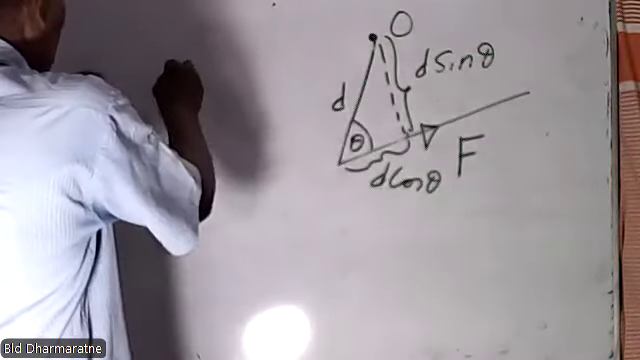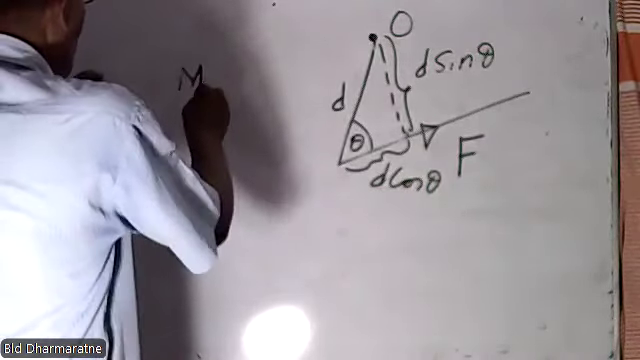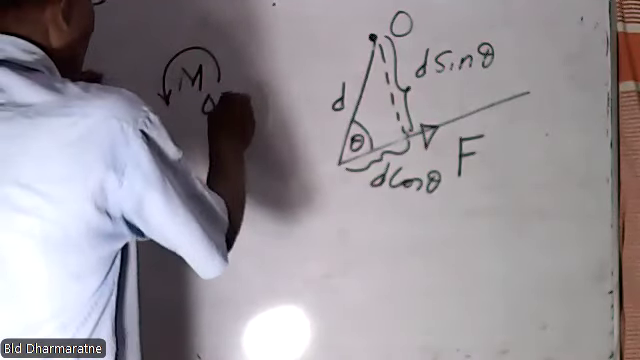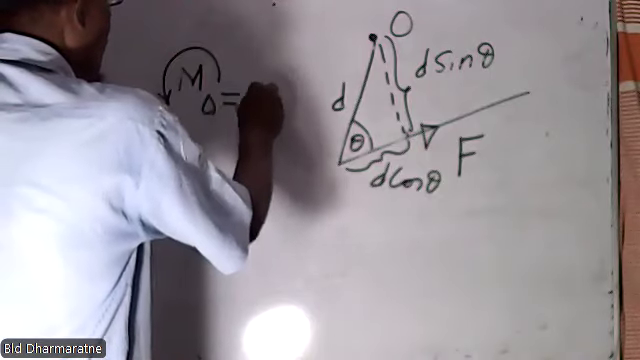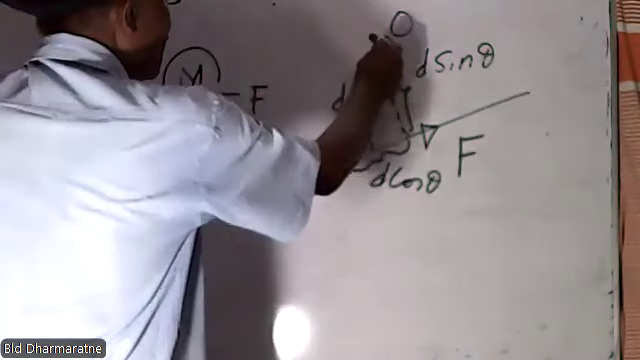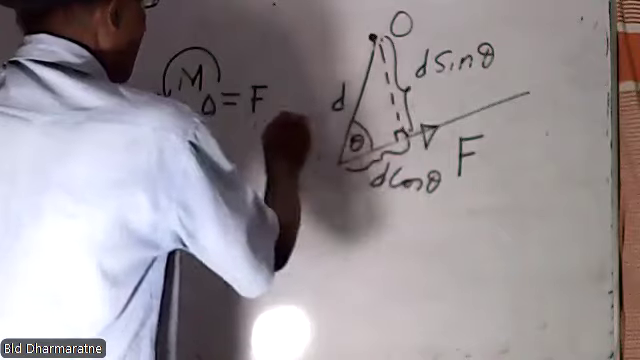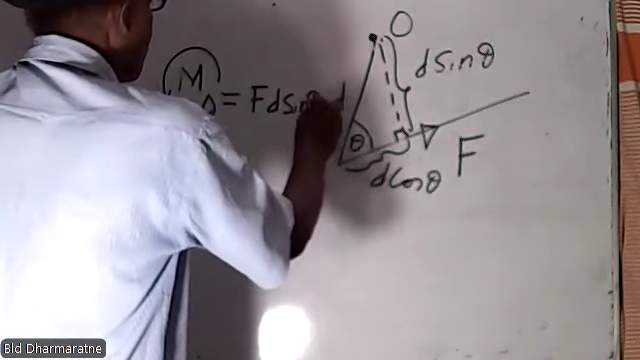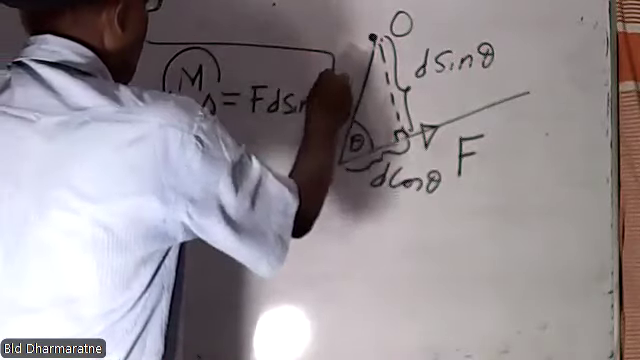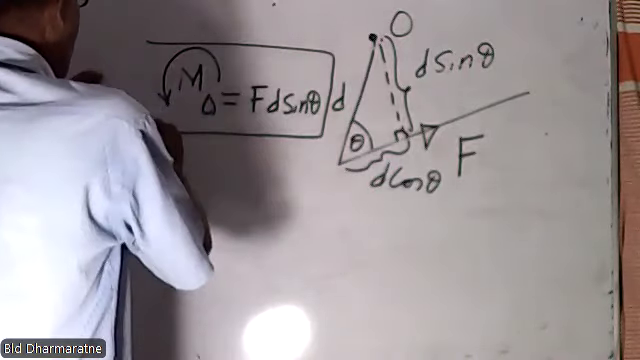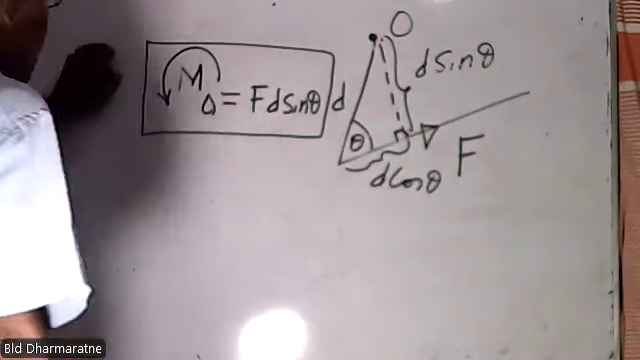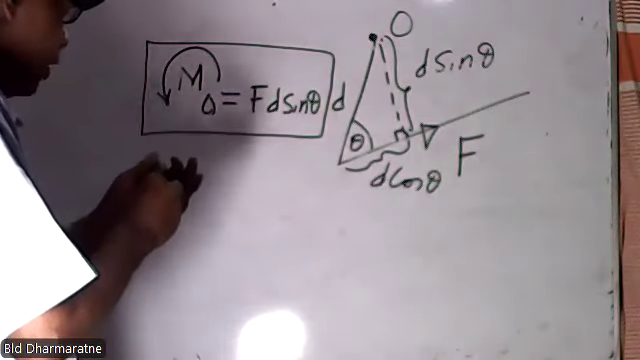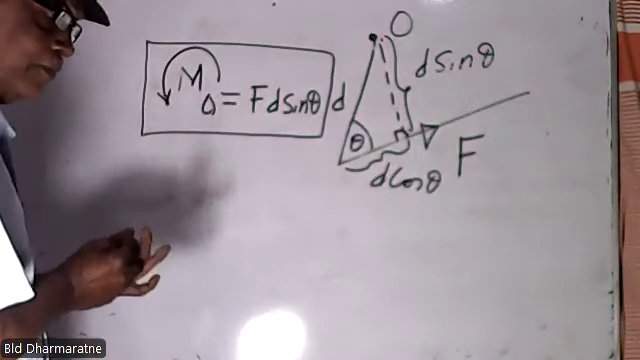Now the moment about O in this direction equals how much? F into the perpendicular distance d sin theta. This is d sin theta. Remember this one by heart, right? This is very, very important for further calculation.